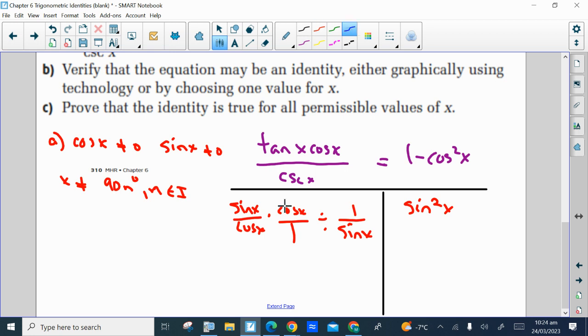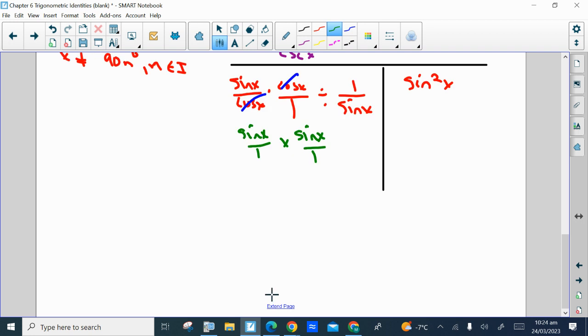So a couple things we can do here. We can cancel the cosine x's on top and bottom, which leaves us with sine x over 1 times the reciprocal of 1 over sine x, which is also sine x over 1. Sine x times sine x is sine squared x. So now we've shown that the statement is an identity. We've proven the identity.